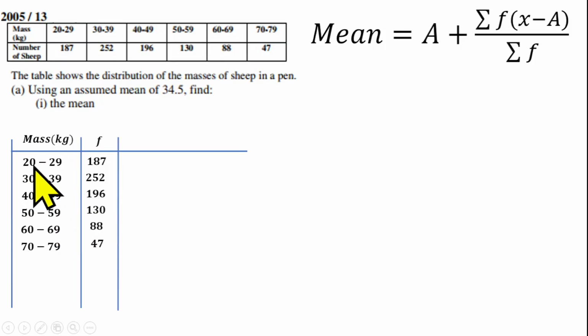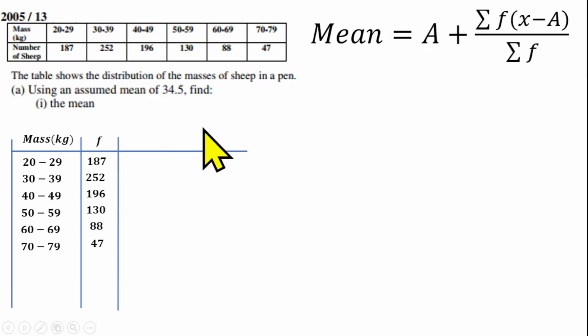So that means any mean that you want to assume must fall between 20 and 79. Don't forget that. If you look at the mean that they assume here, 34.5, it is in the range of 20 and 79. So I cannot assume a mean of 10, or a mean of 80 something. They are beyond 20 and 79. So the mean that you are assuming must fall in between 20 and 79. That's in case they ask you to assume your own mean.